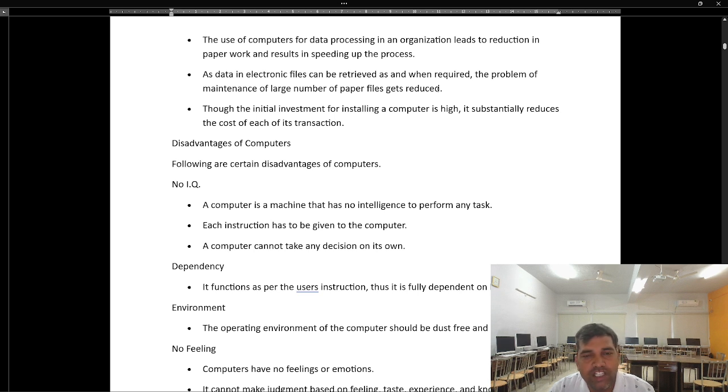We just have to transfer the file from one place to another, from one department to another department, from one state to another state, from one country to another country. No need to send a bunch of files.